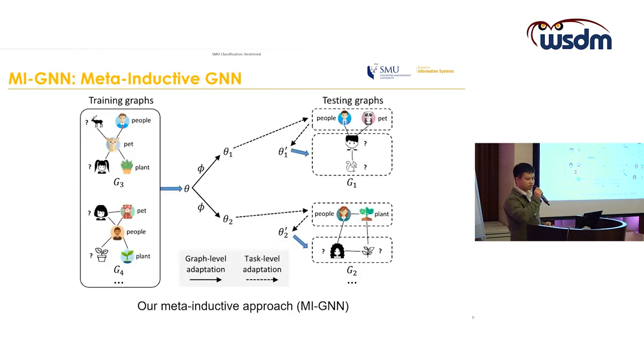Our method, as the figure illustrates: for task-level differences, we learn a task parameter theta that can be eventually adapted to a new task in a new graph. And for graph differences, we learn a graph parameter phi that can first transform theta into theta_i conditioned on a graph i, before being further adapted to the final model theta_i prime.